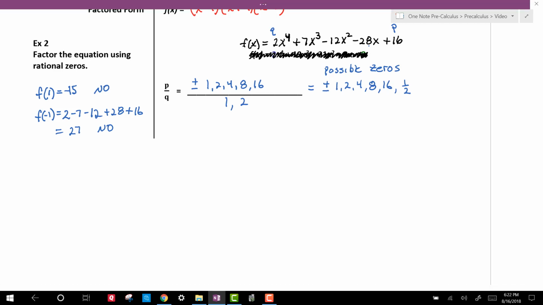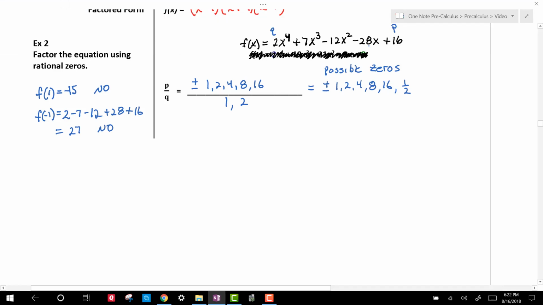So maybe at this point, instead of continuing to plug in numbers, I'm just going to do some synthetic division here. So we're going to try x equals 2. So here we go. We list our coefficients. We have 2, 7, negative 12, negative 28, and 16. All right, here we go. First round. Bring down the 2. Multiply by the 2 on the outside, that's 4. 7 plus 4 is going to give me 11. 2 times 11 is 22. Add those two guys up, you get positive 10. 2 times 10 is 20. Add them up, you get negative 8. 2 times negative 8 is negative 16. And voila, I get a 0 remainder.